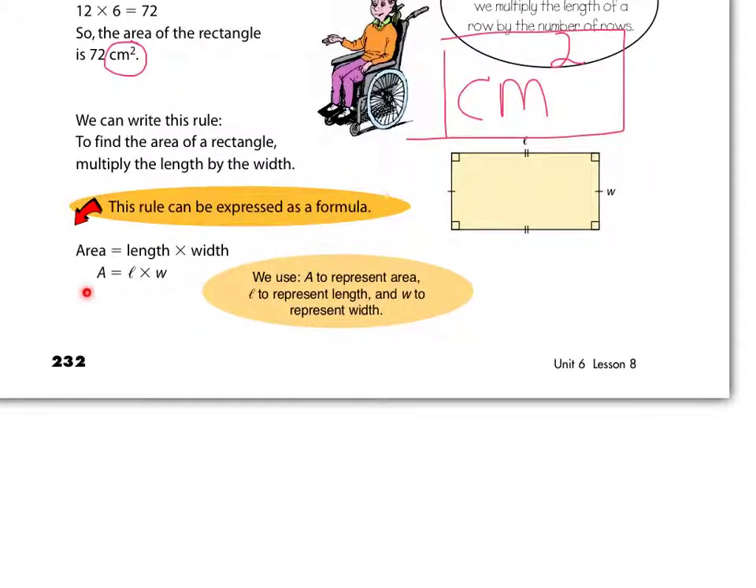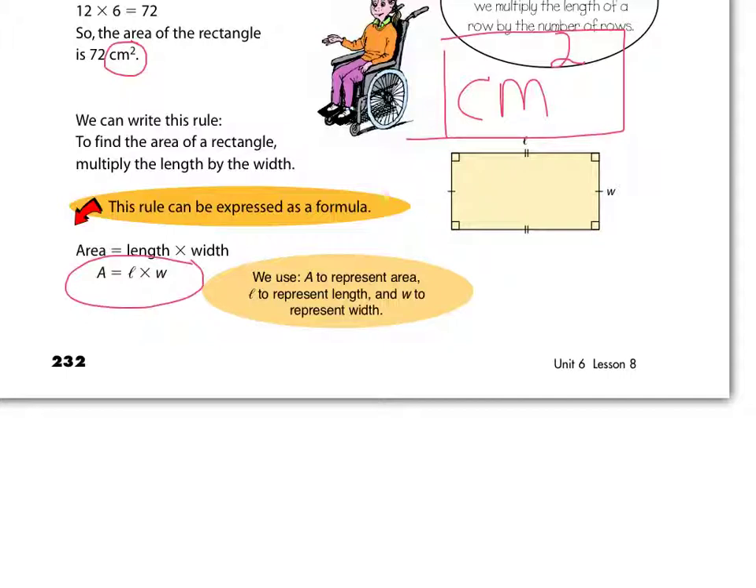Okay? Our formula for that, which I already told you a little bit about, is length times width. So we look at the length and we look at the width. Area equals length times width is the formula. And again, that is the only difference between grade 5 and grade 6. So you are expected to know and write and use the formula.